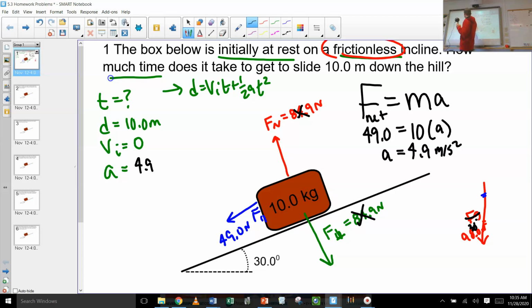So I want to know the displacement. My initial velocity is 0, so it's 1/2 times the acceleration, 4.9, times the time squared, and I know the distance is 10. I'm looking for the time squared. So you take 10 times 2, which is 20. 20 divided by 4.9 is probably like 5, and then the square root of that is around 2. So 2.02 seconds when you end up solving this.